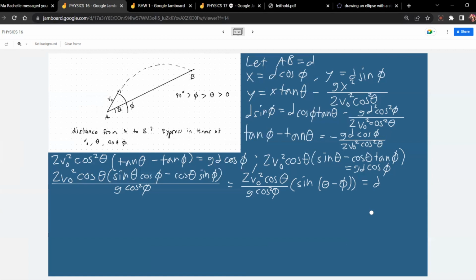So cosine theta, sine phi cosine theta minus sine theta cosine phi over cosine of phi is equal to negative GD cosine phi. Ganito. Hindi ko so ang ginawa ko niyan. So let's see. Cosine of phi.